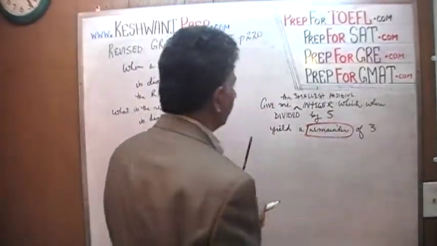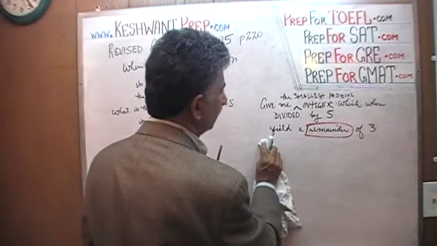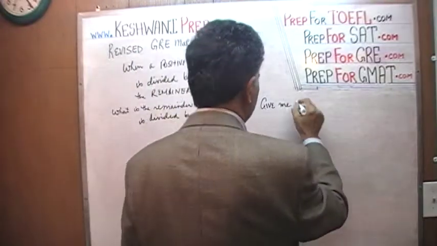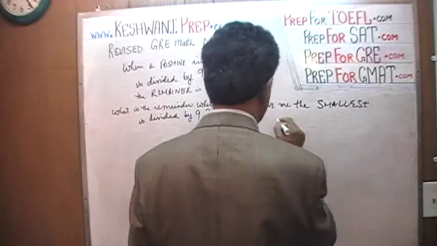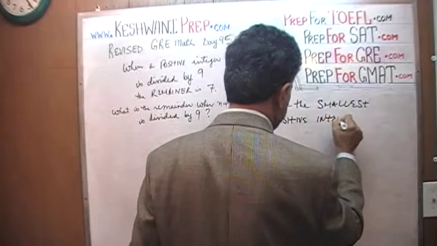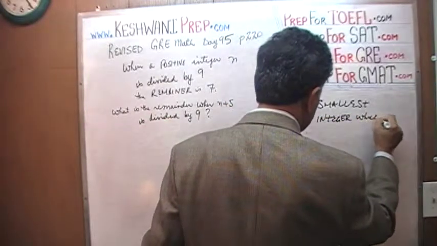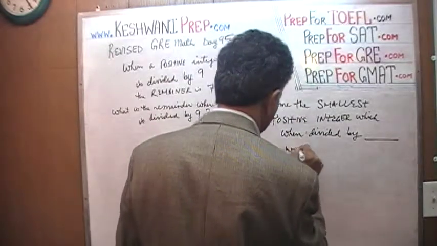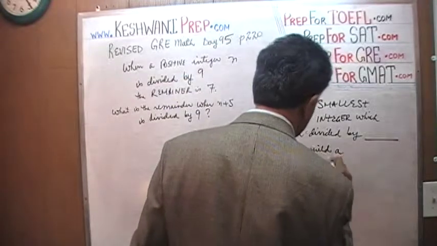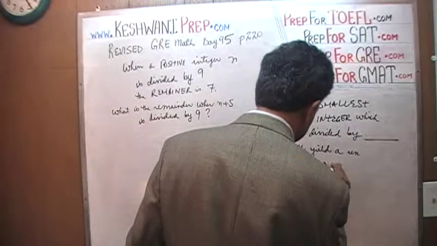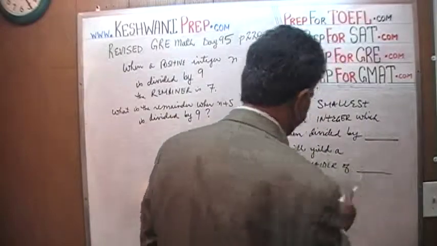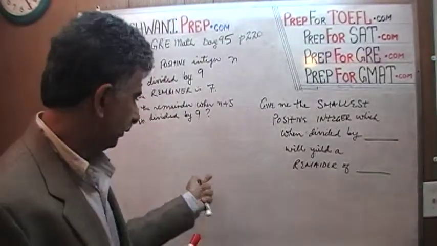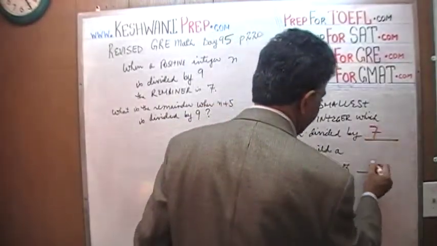Let's do one more. It says, give me the smallest positive integer which, when divided by something, will yield a remainder of something. I'm going to rewrite the whole thing because it's too crowded. Let's do a few of them very quickly. You and I together, we're going to do a few problems, okay? I'm going to write down the problem in red ink here, and then we'll solve it. How about, give me a number which when divided by 7 yields a remainder of 4.